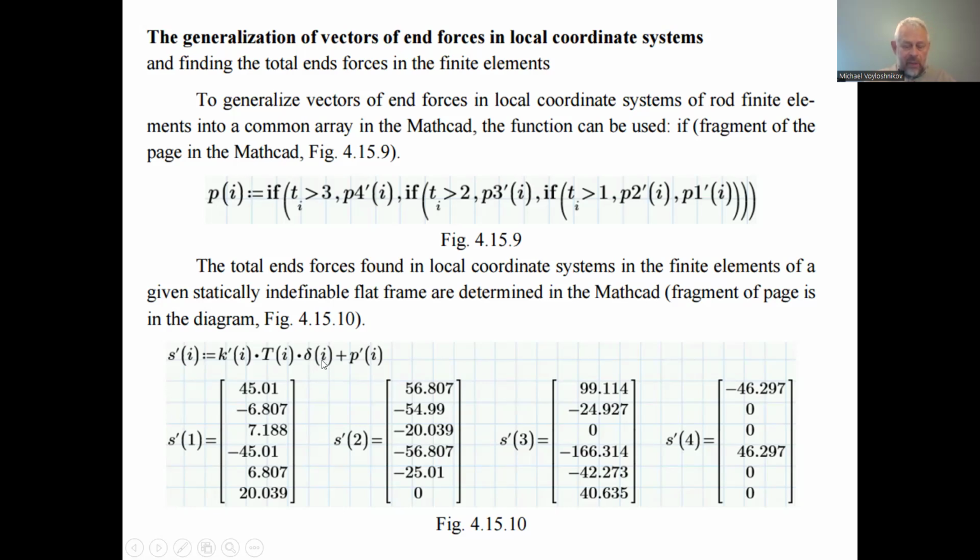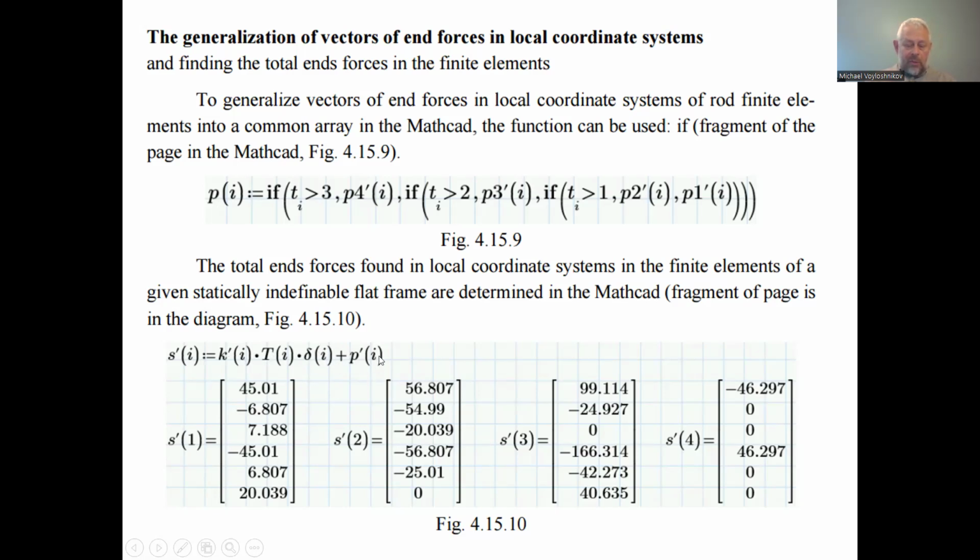For each finite element, we have 2 ends and 6 displacements: 3 displacements, 2 translational and 1 angular, at the beginning of each finite element, and 3 displacements at the end of the finite element, 2 translational and 1 bending, the rotational displacement. So this consequently means what the force in the finite elements is due to the displacements of the ends of each finite element. These 3 factors are multiplied together in the considered sequence.